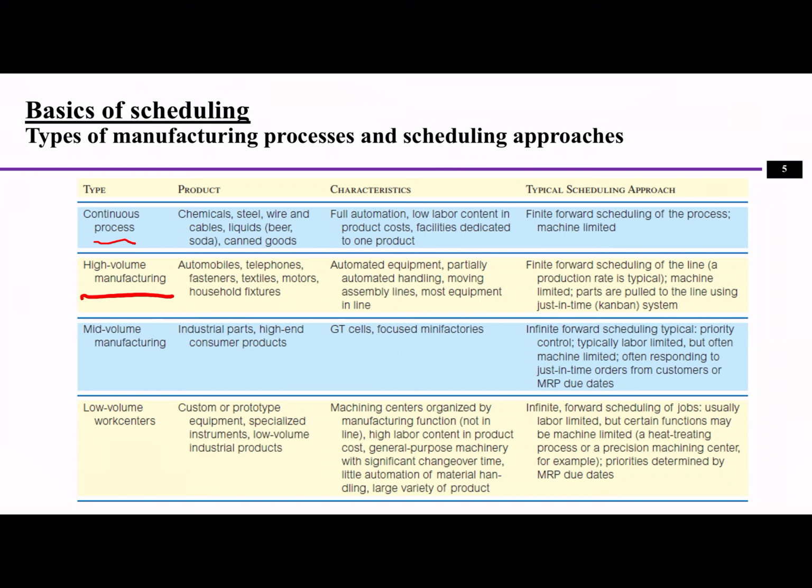And the next one is mid-volume manufacturing. For this mid-volume, usually the volume is not really high. Sometimes it has customizations, or the products are made for specific needs. For example, high-end consumer products and industrial parts need a lot of modifications or different models. So for this kind of manufacturing, usually we use group technology, or cellular manufacturing, so we can make customizations or quickly change the configuration or setups in order to make different models.